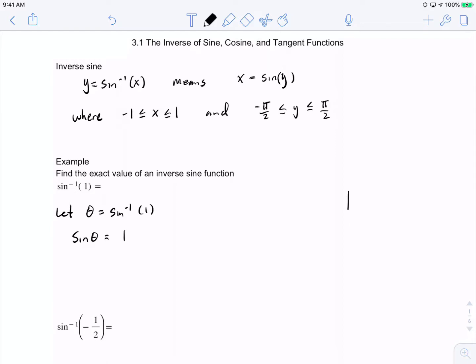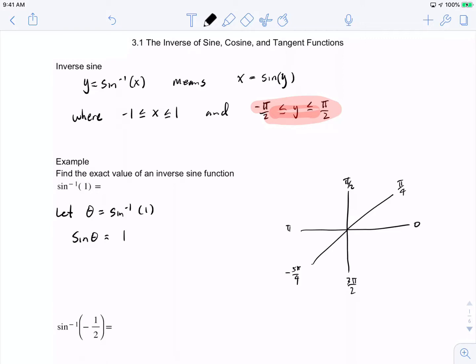And so to find where that is, we need to remember from the unit circle where sine is 1. And so we know that that occurs at pi over 4, and it also occurs at negative 5 pi over 4. But we see that the restriction says that we have to be between negative pi over 2 and pi over 2.